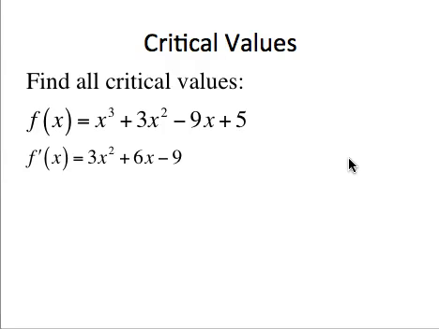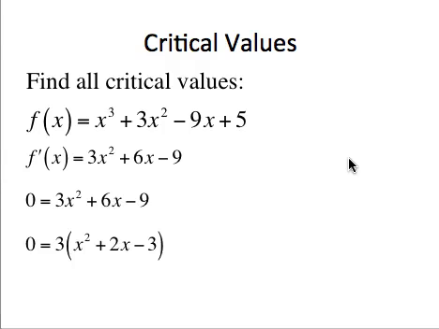Set it equal to 0 or find out where it does not exist. So setting it equal to 0, we get 3x squared plus 6x minus 9. It always exists. The domain of the derivative function is all real numbers. So there will be no case where the first derivative doesn't exist. But we can find values where the first derivative is 0.